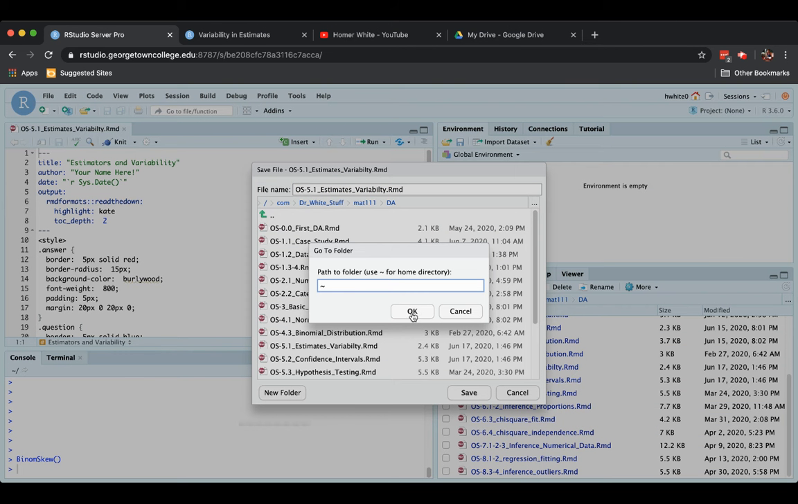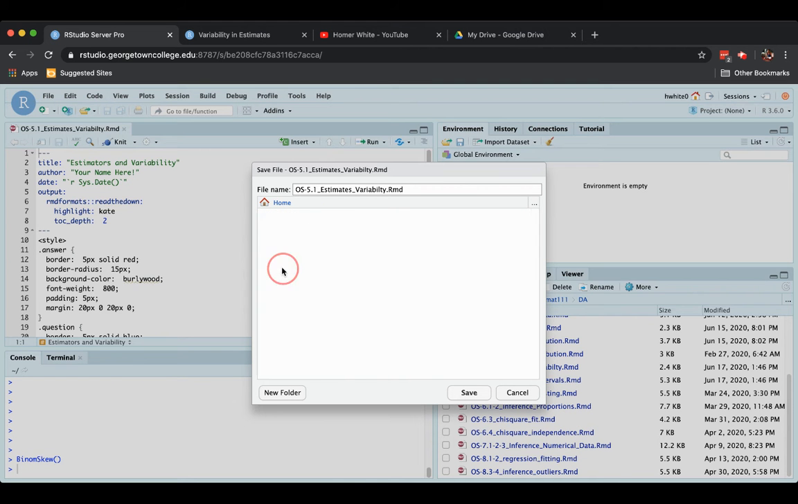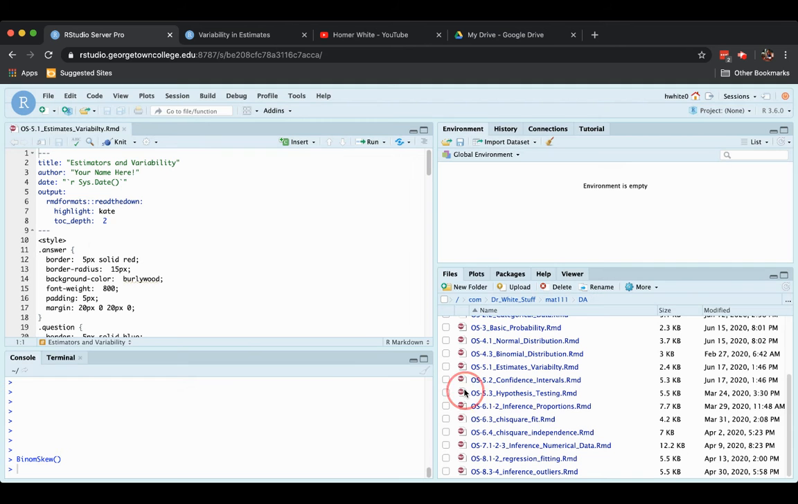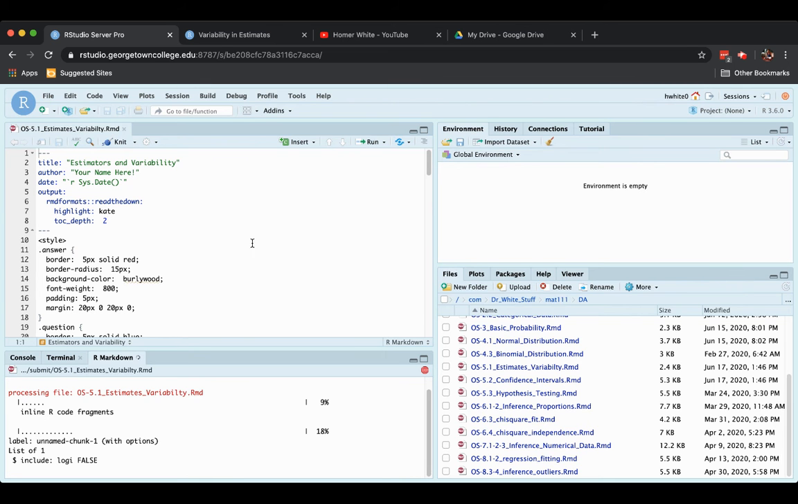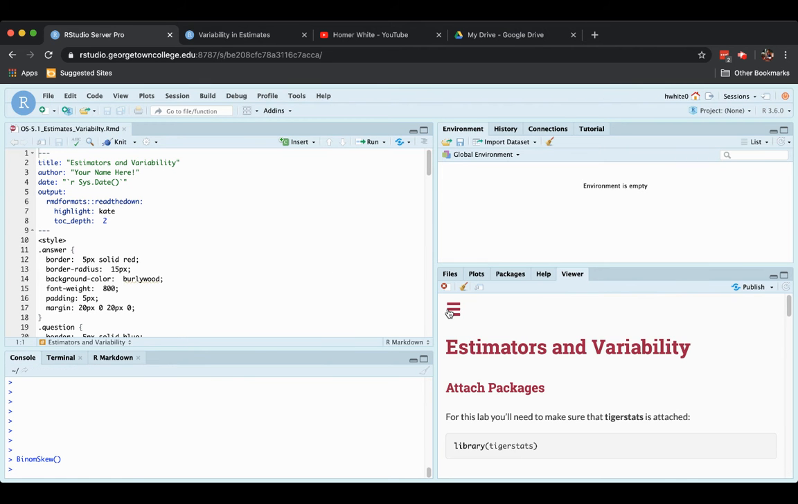Point back home. Find submit. Double click on it. Looking inside submit, save that DA. Now you have your own copy. Let's knit it up, see what it asks us to do. We'll pop it up big for now.